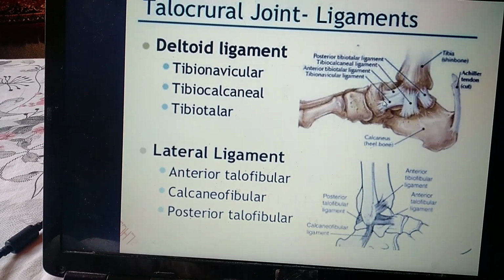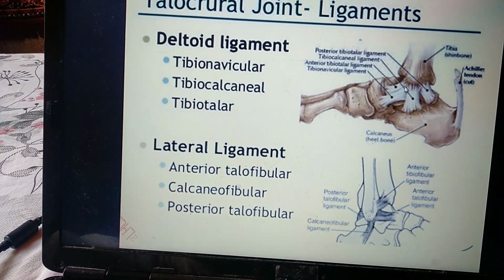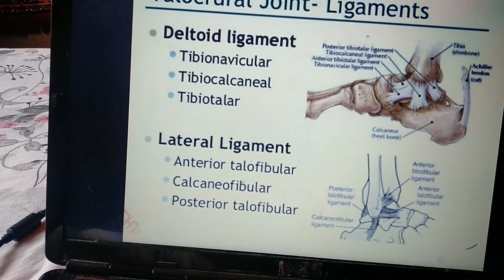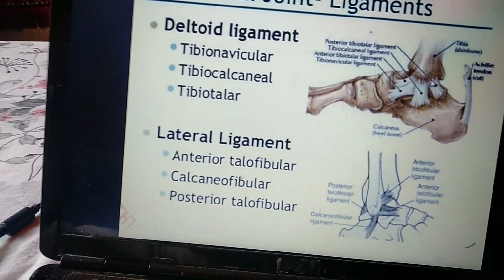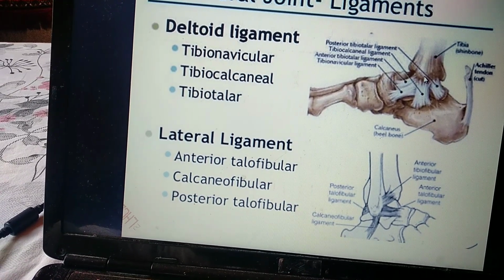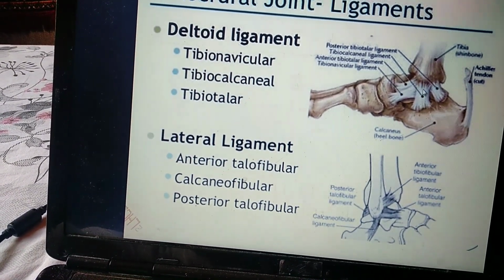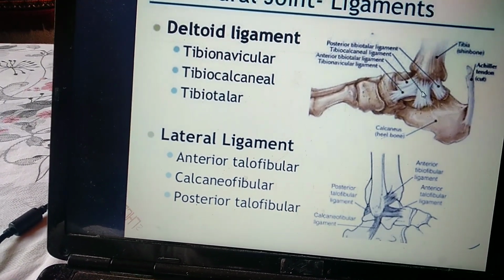This is the tibio-navicular division. That is the posterior division, the tibiocalcaneum. Calcaneum is the posterior bone. And tibio-talar: the talus is just immediately underneath the tibia, so tibio-talar. These are the three divisions.